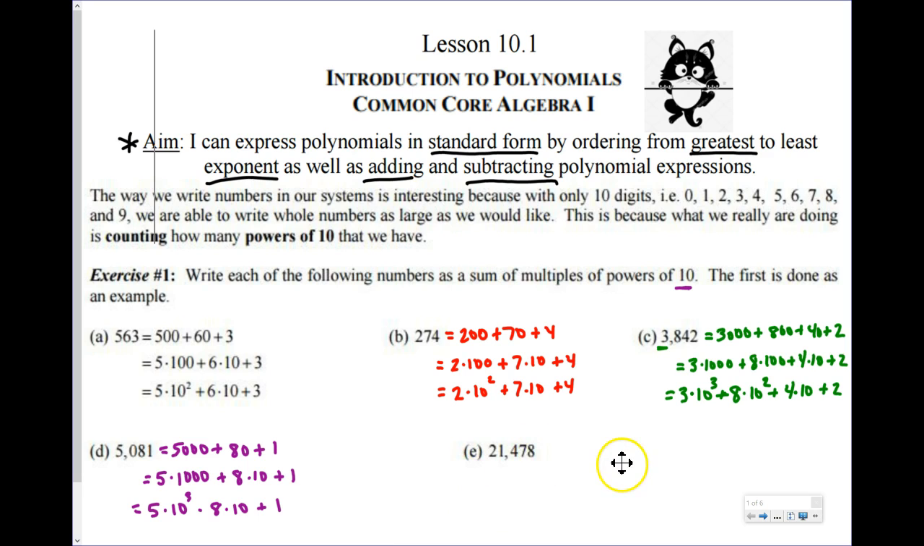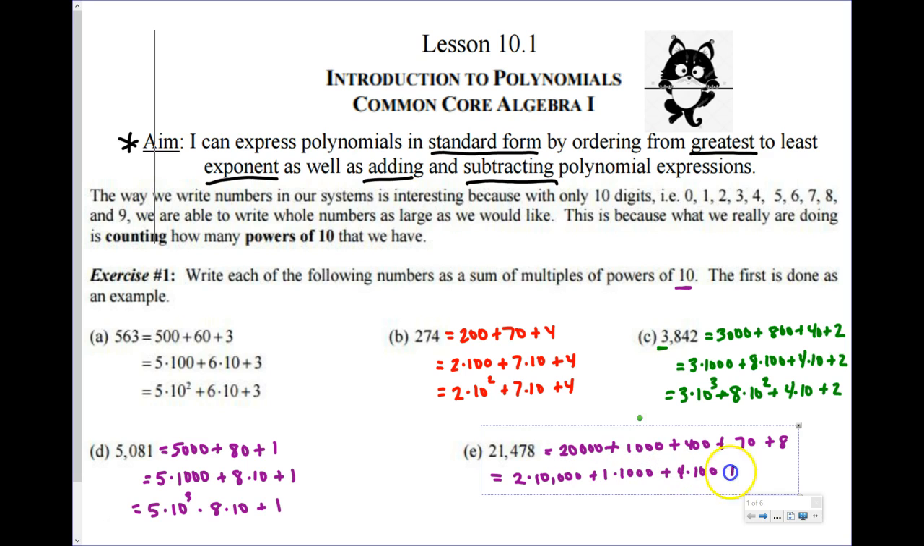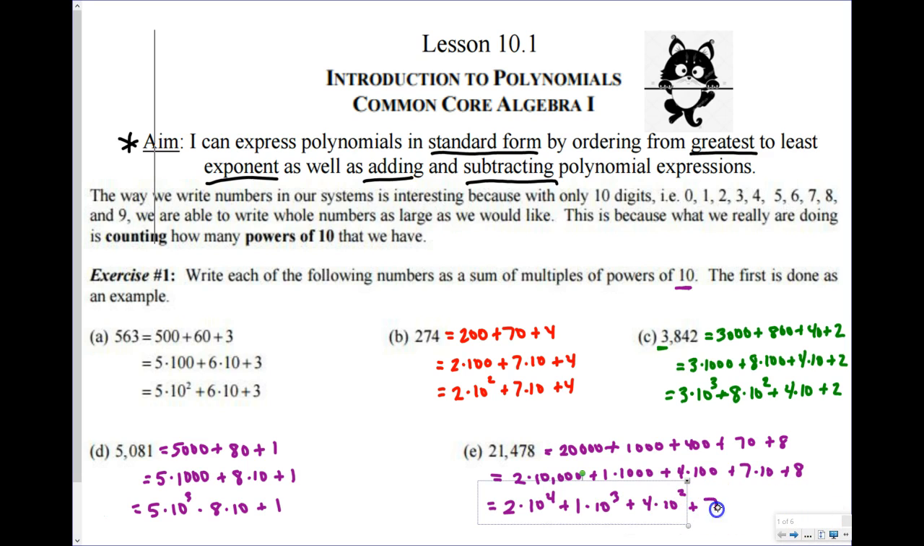And finally, 21,478. It's the same thing as 20,000 plus 1,000 plus 400 plus 70 plus 8. Now we're going to have this 2 times 10,000 plus 1 times 1,000 plus 4 times 100 plus 7 times 10 plus 8. And to convert it into exponents, it's 2 times 10 to the fourth plus 1 times 10 to the third plus 4 times 10 squared plus 7 times 10 to the 1 plus that 8.